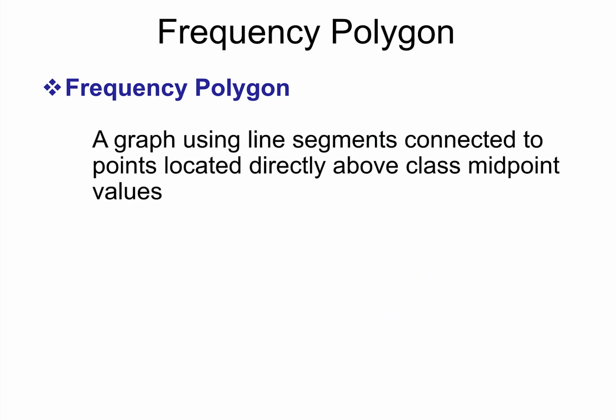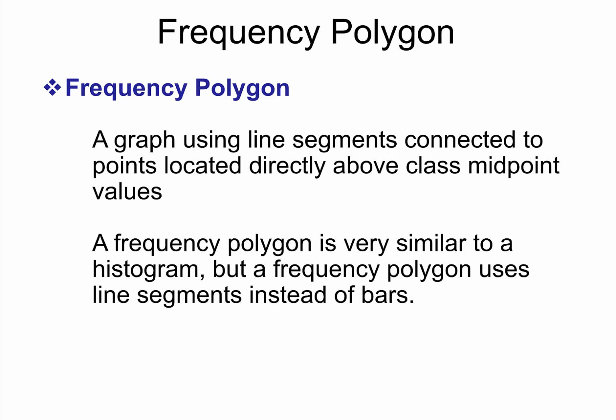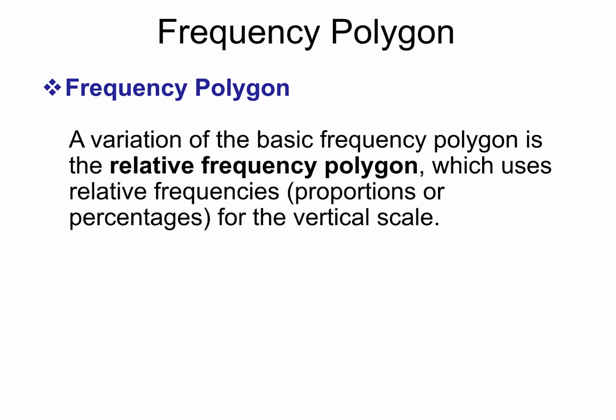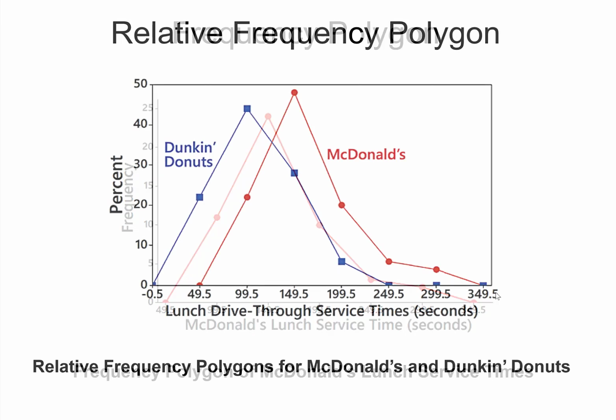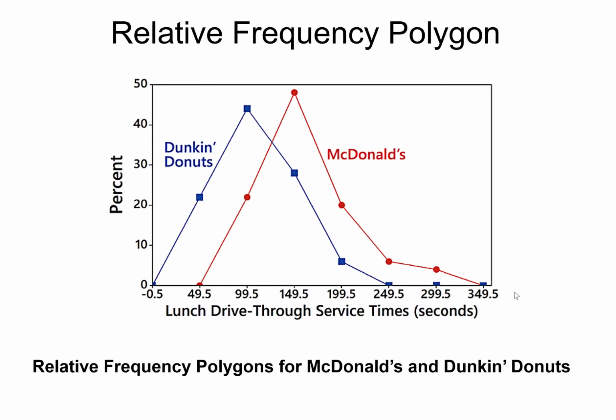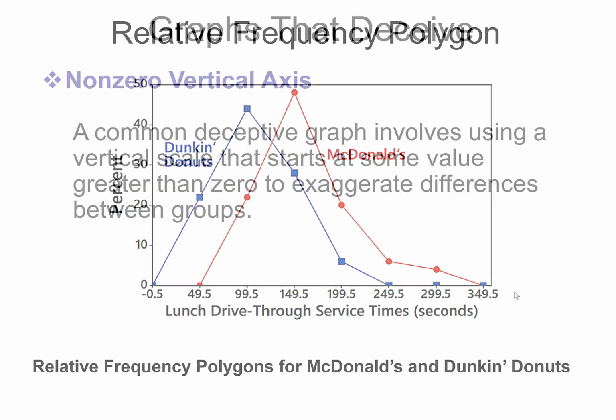A frequency polygon uses line segments connected to points located directly above the class midpoint. A frequency polygon is similar to a histogram, but it uses line segments instead of the bars. And we can also do a relative frequency polygon. So here's an example with that lunch data that we had in the last section. Basically what happens is you remove the bars of the histogram and simply show the frequencies or the relative frequencies with a dot, and they're connected, and they always start at the x-axis, go up, down, whatever happens, and then they always end up going back down on the x-axis at the highest point back down to 0. And here's the McDonald's versus the Dunkin' Donuts relative frequency polygon shown on the same graph, so we can see a nice comparison between the two groups.